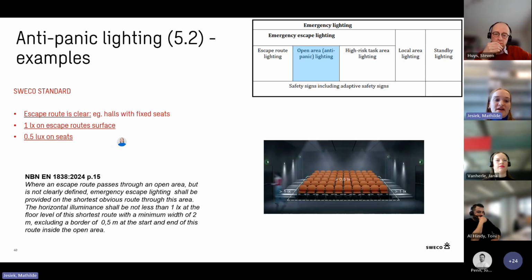On the other hand, if you have a concert hall or a cinema hall with very clear escape routes, so you have fixed seating, we can really say, okay, this zone is our escape route, and this zone, we see as anti-panic area. So then we can design that this is an anti-panic area for half a lux, and this is an escape route where we need 1 lux over the escape route.